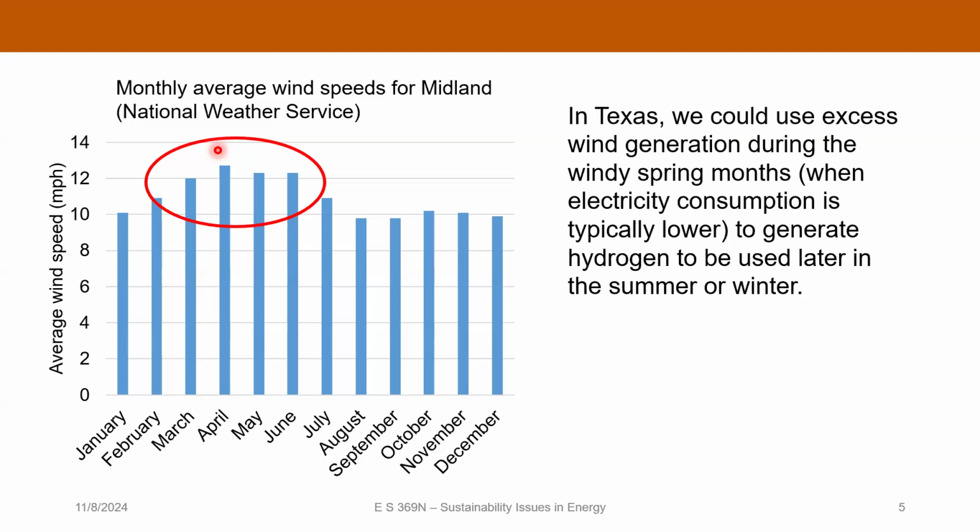So again, usually they'll just curtail production because there's no place to send their electrons. Well, why not use that to run some electrolyzers, pump that hydrogen underground, and then you can use it some other time when you need it. So, just a thought.